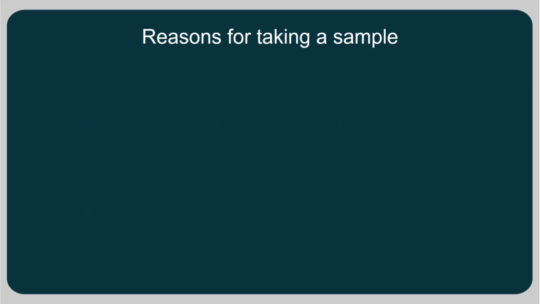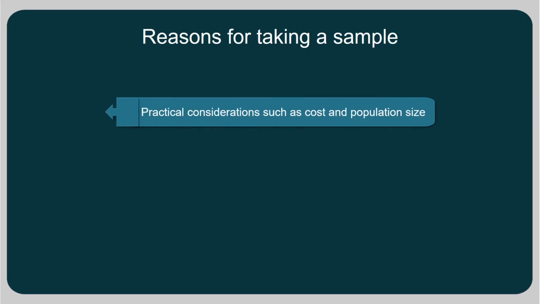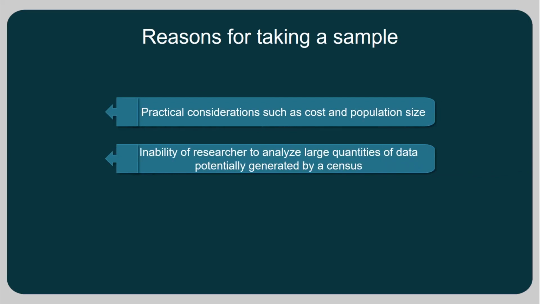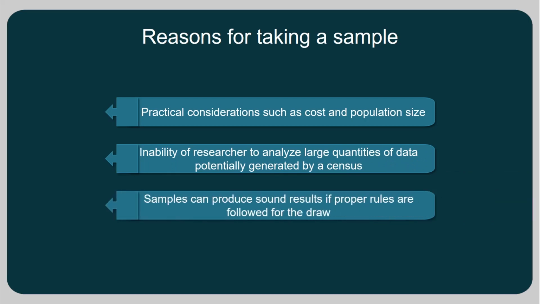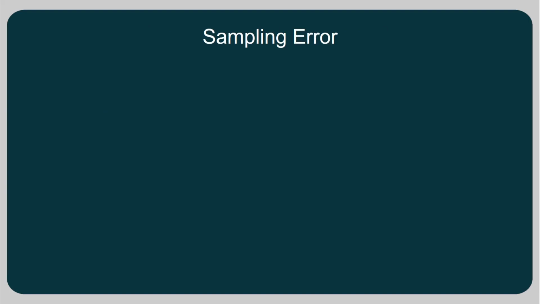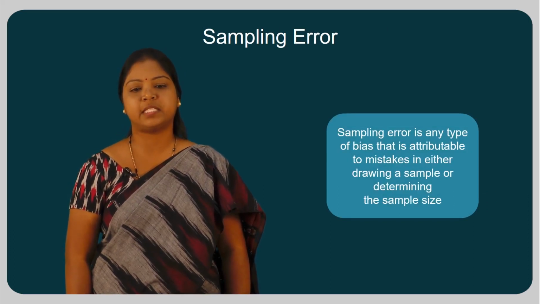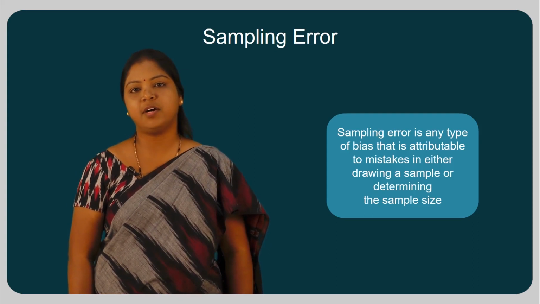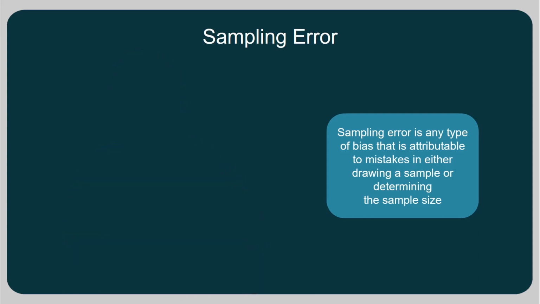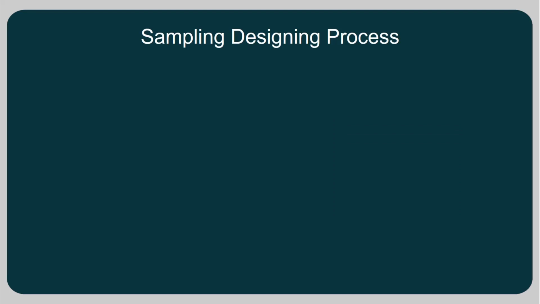What are the reasons for taking a sample? Practical considerations such as cost and population size, and the inability of the researcher to analyze the large quantities of data potentially generated by a census. Samples can produce sound results if proper rules are followed. In the process, we come across sampling error. Sampling error is any type of bias that is attributable to a mistake in either drawing a sample or determining the sample size. Let us now discuss the sampling designing process.